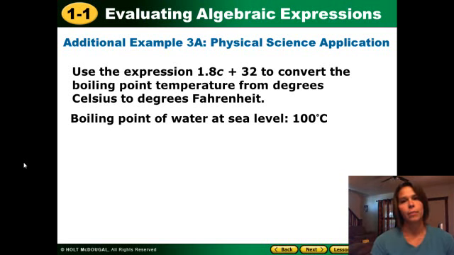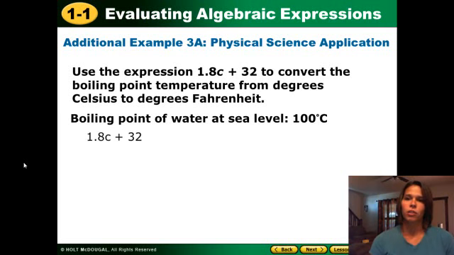Here's a physical science application which might come in very handy for you guys this year. Use the expression 1.8C plus 32 to convert the boiling point temperature from degrees Celsius to degrees Fahrenheit. Since the variable C is given in my expression at the beginning, I'm going to assume that means Celsius. So if I go on and read the problem, boiling point of water at sea level is 100 degrees Celsius, then I've assumed correctly that the small c in the expression is for Celsius.